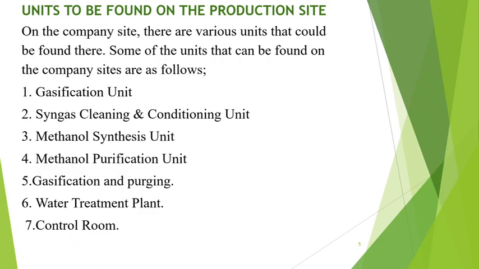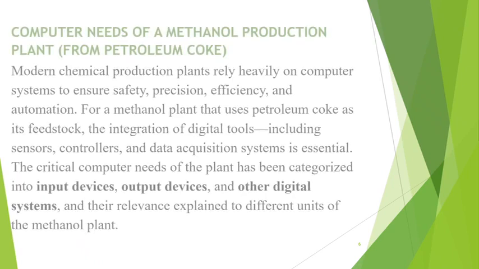Here are some units we found on the production sites. On the company side, there are various units that could be found there, and some of the units are the gasification units, the syngas cleaning and conditioning units, the methanol synthesis unit, the methanol purification unit, the gasification and purging unit, the water treatment plant, the control room, among others.